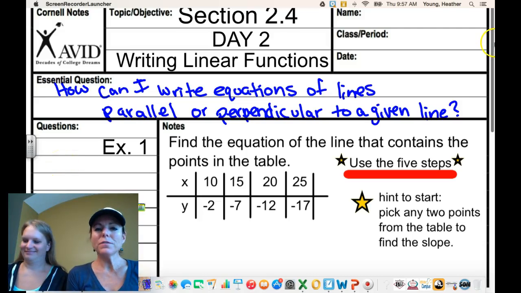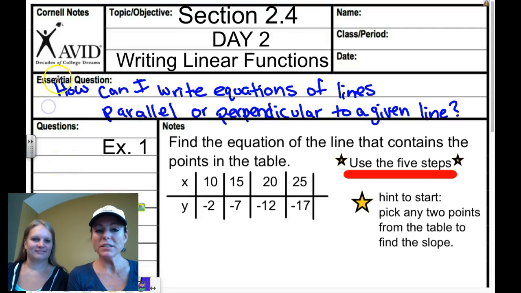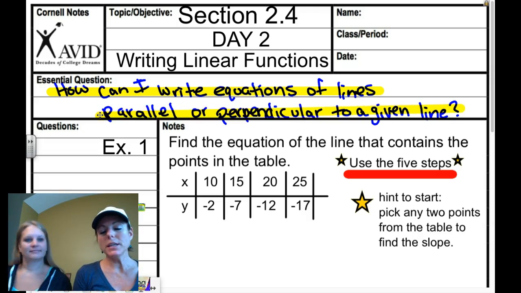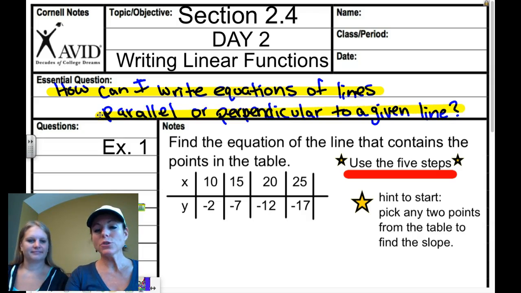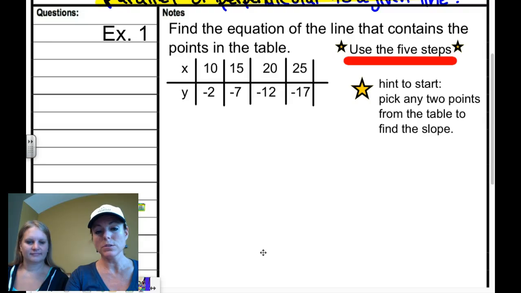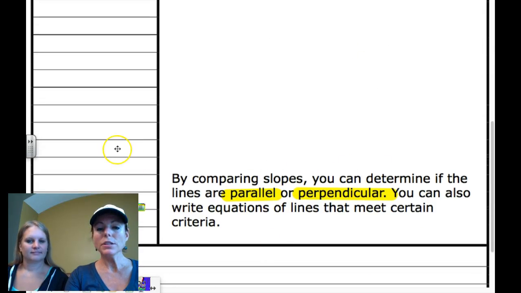The second half of section 2.4, the essential question is, how can I write equations of lines parallel or perpendicular to a given line? So right away you see an example in front of you. That is actually a repeat of day one's lesson, and we're going to do that in class. So save that for then. So let's jump down here. By comparing slopes, that's what we're going to do today, we can determine if lines are parallel or perpendicular.